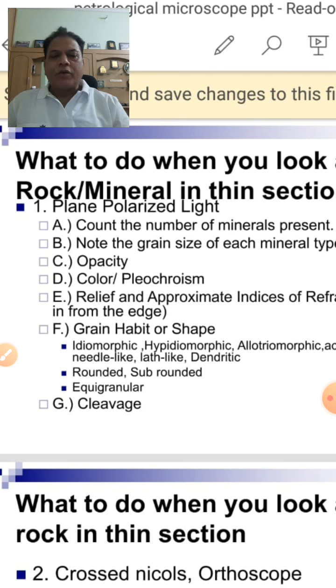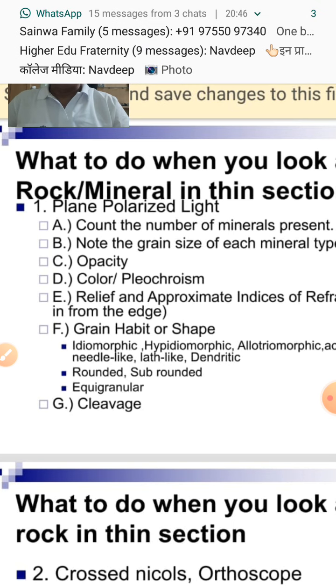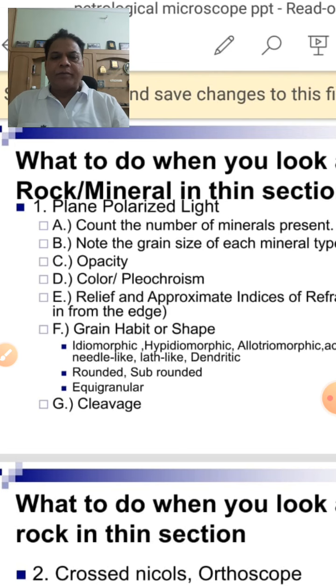In that we count the number of minerals present, note the grain size of each mineral, opacity, color, pleochroism, relief, grain habit, shape, that is cleavage. So these are the optical properties of the minerals that are studied in plane polarized light when one of the Nicol prisms is inserted.